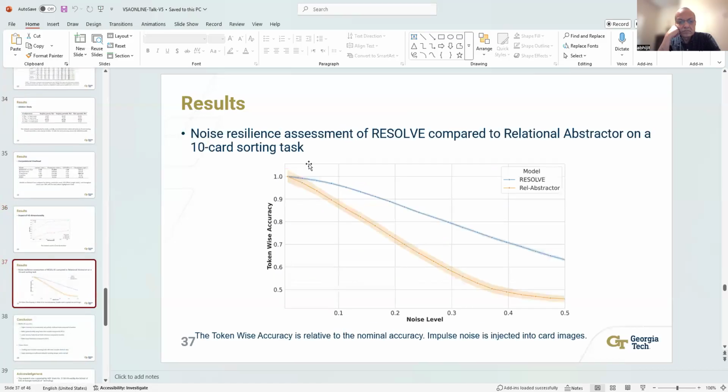We assessed also the resolve module against noise. So the task is 10 card sorting, and we inject salt and pepper noise inside the cards. And we varied the noise level and see the noise resilience of resolve compared to the relational abstractor. And here, as you can see, the resolve is much more robust to additive noise.